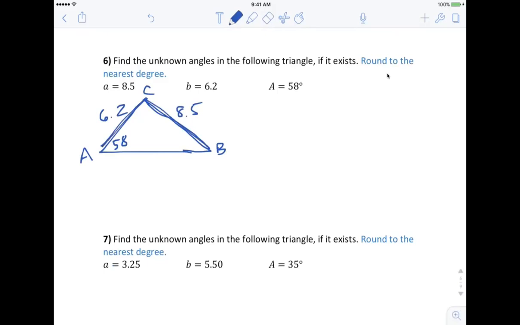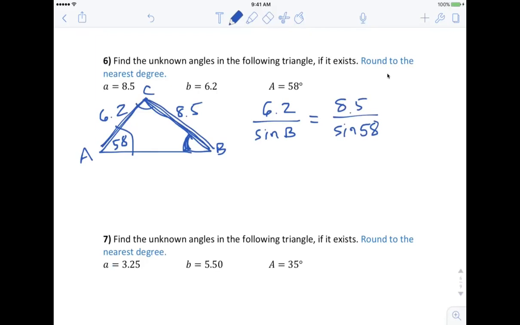Now I should be able to find these angles, and I'm going to do that with law of sines. Notice you have 58 is opposite the 8.5, and then angle B is opposite the 6.2. So setting this up, I could do 6.2 over sine B equals 8.5 over sine 58. And there's the setup.